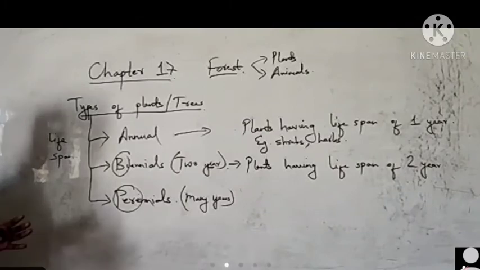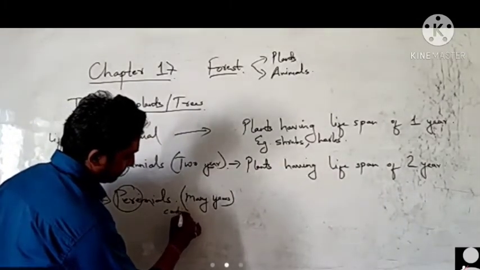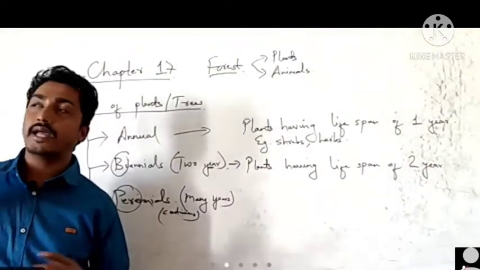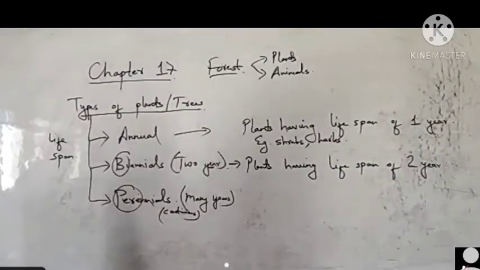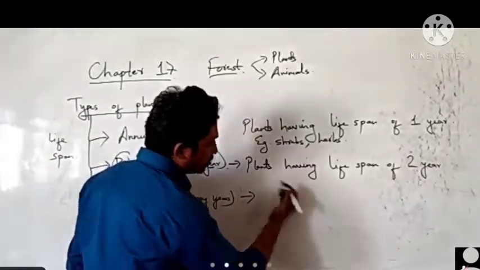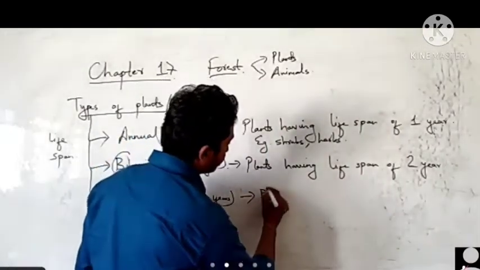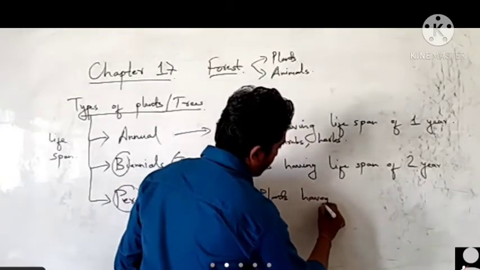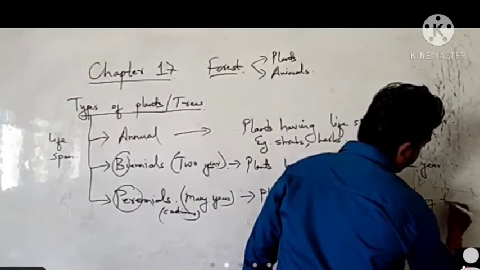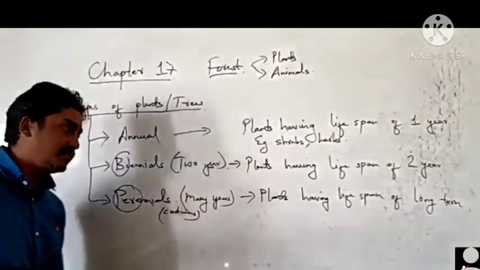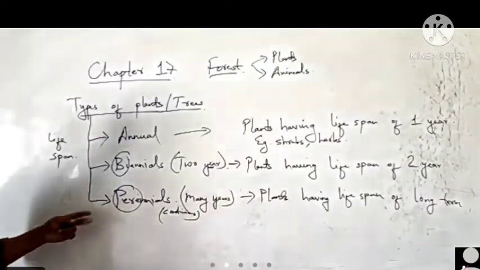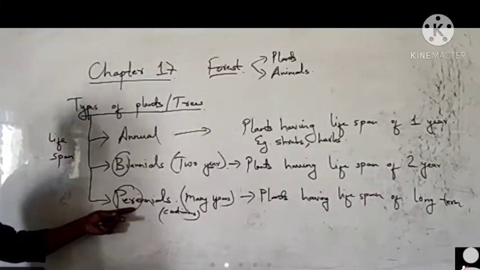Perennial means many, or we can say continuous, meaning it doesn't have a certain fixed year. It can be more. The plants having a long lifespan vary from a decade to a few hundred years. That means decades, 10 years, 20 years, 30 years, or more than 100 years also. It can be 10, 20, 100, 50, 60, whatsoever. Mostly big trees are included in this category. And this word perennial, we can use in many other aspects.